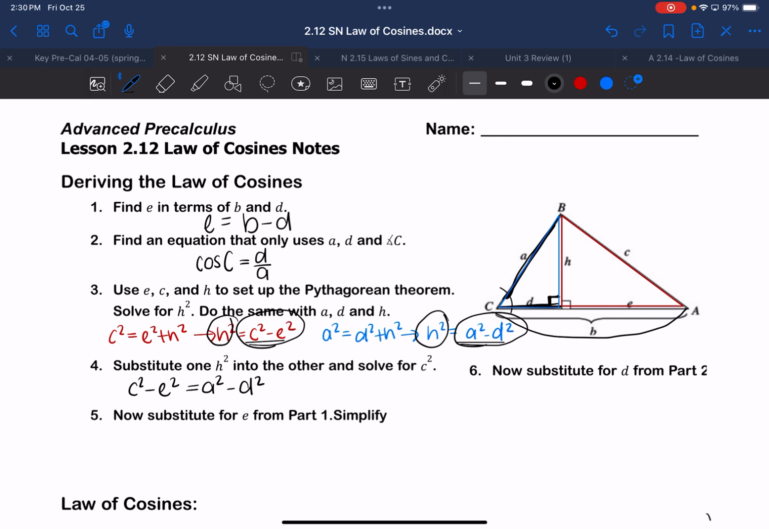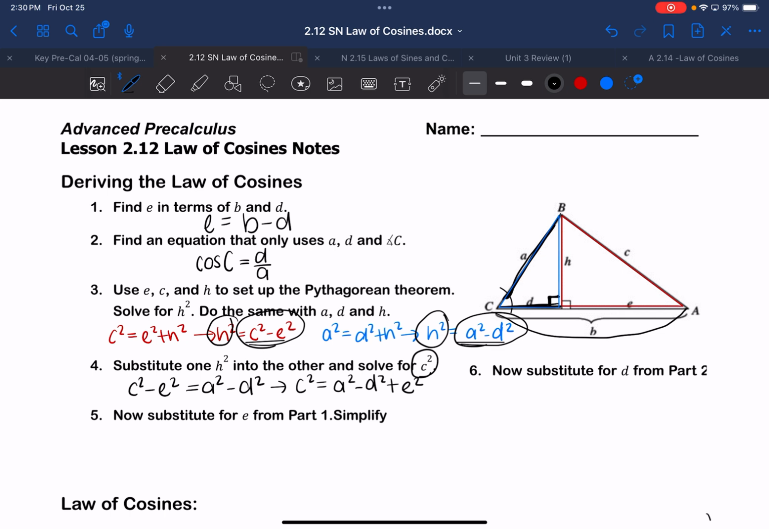And it says once you set this up, solve for C squared. So how would I get C squared by itself? Add E squared on both sides. Right. So then we've got C squared is equal to A squared minus D squared plus E squared, all right?